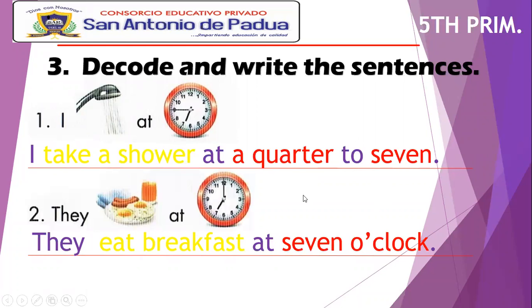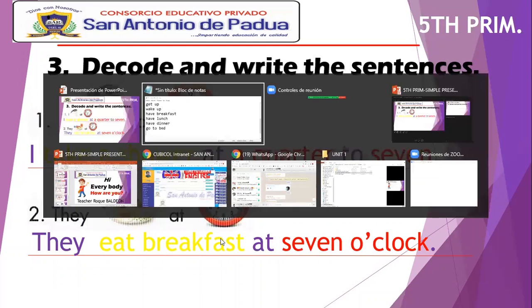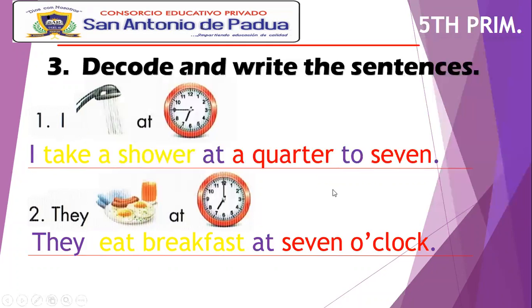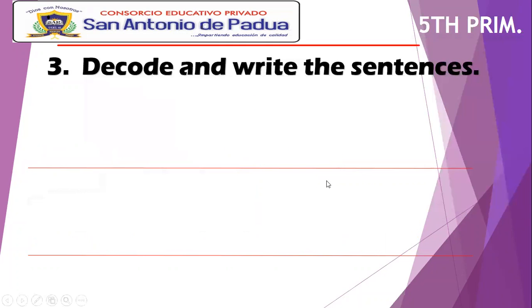Have breakfast. Yeah, breakfast. Or they eat breakfast. Yes, yo puedo decir they have breakfast, también se puede decir they eat breakfast. Yes, they eat breakfast. They eat lunch. They have dinner. Good. Yes, they eat breakfast at 7 o'clock. Good. Excellent. Check.